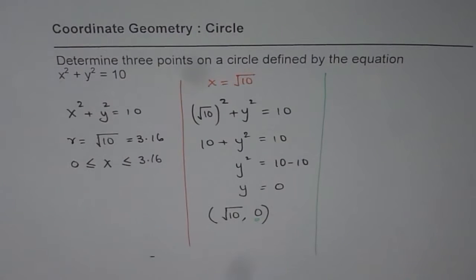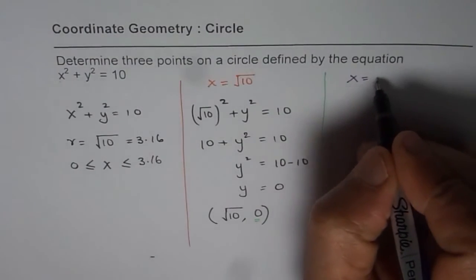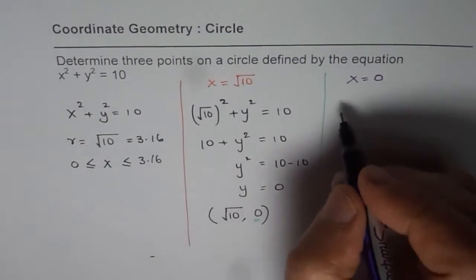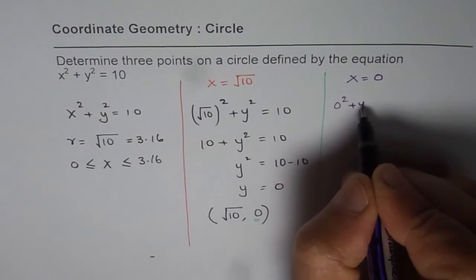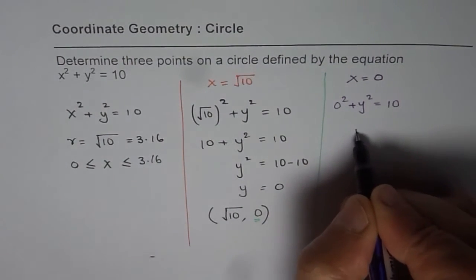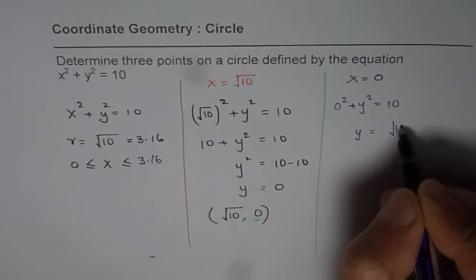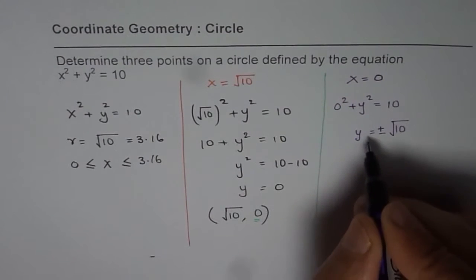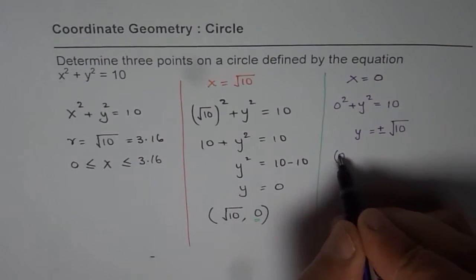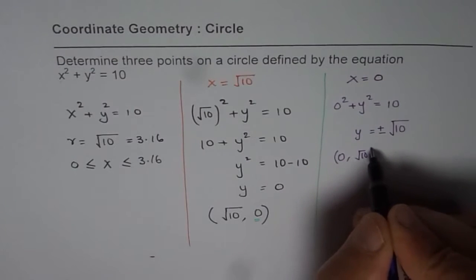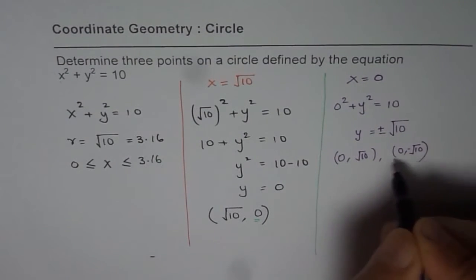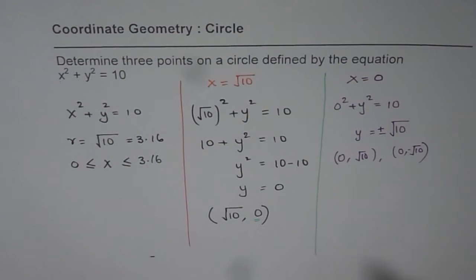So that could be one of the points on the circle, and this point happens to be the x-intercept, right? Now we could take x equals 0. In that case we get 0 square plus y square equals 10, or y equals square root of 10. Whenever you take a square root, you can do plus and minus, so you get 2 points. The points are (0, square root of 10) and (0, minus square root of 10). So we get 3 points here, right?